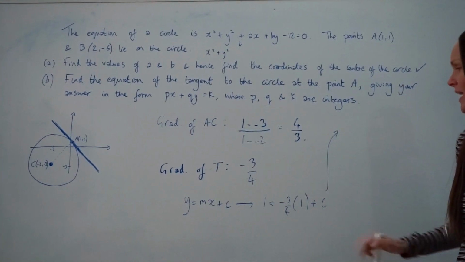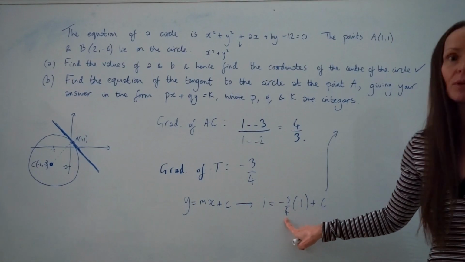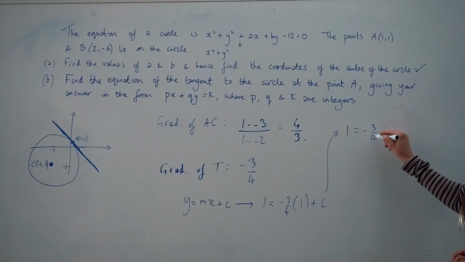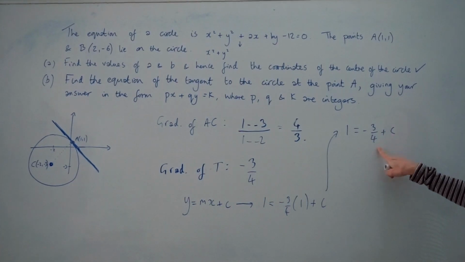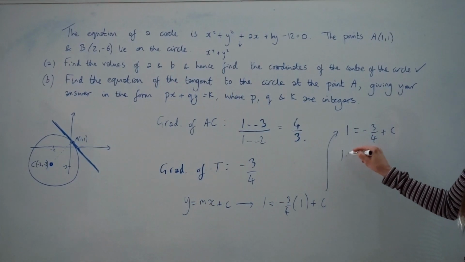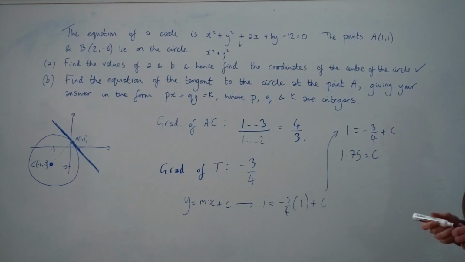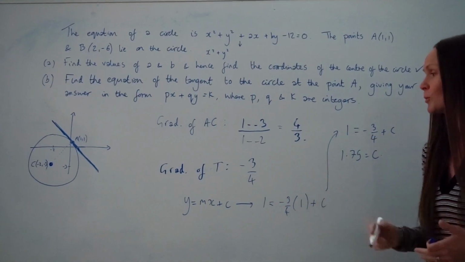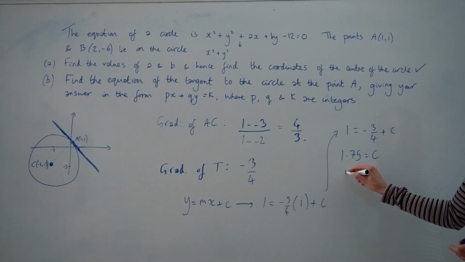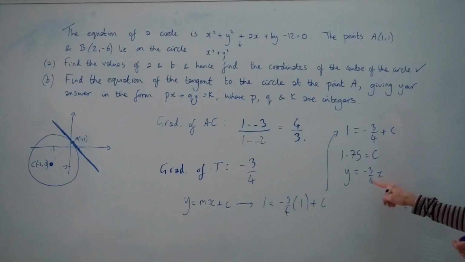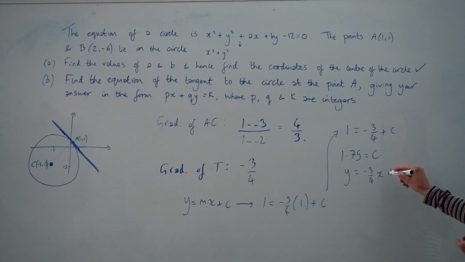So let's work this out. 1 multiplied by -3/4 is just -3/4. So 1 is equal to -3/4 plus c. And so I'm going to add 3/4 to the other side. So c is 1 3/4. So that's the y-intercept of the tangent. So if I group it all together, the equation is going to be y equals -3/4 x, because remember, the gradient is -3/4, plus 1.75.